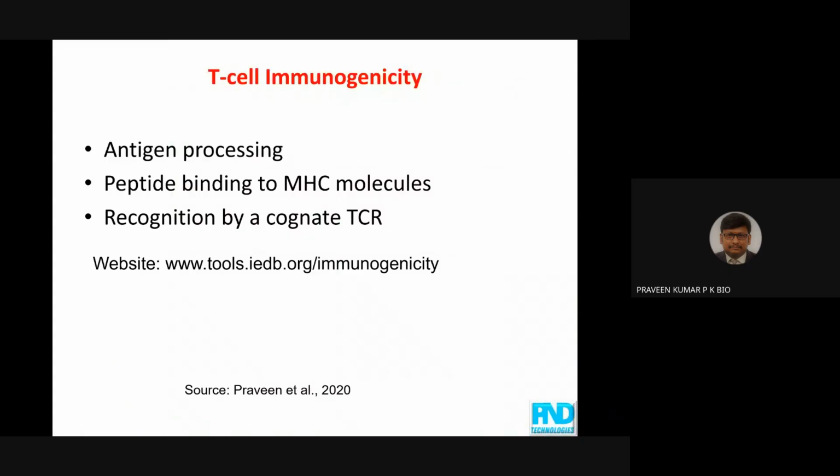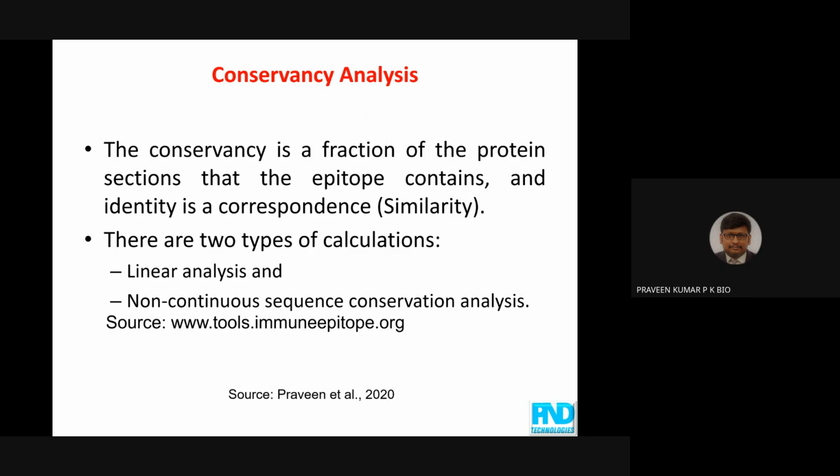And for predicting T cell immunogenicity, this is the hyperlink. How is it done? What are the most important parameters it considers? It considers antigen processing similar to TAP, then peptide binding to MHC molecules, and recognition by a cognate T cell receptor. These are the properties used to determine T cell immunogenicity. The immunogenicity score will be from 0 to 1.